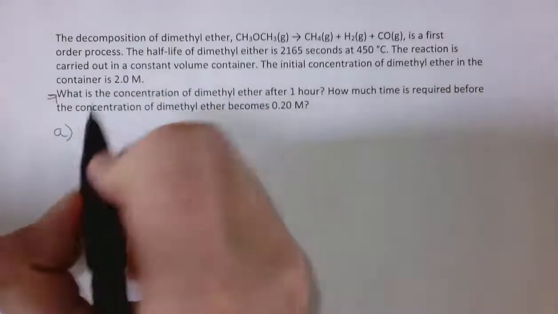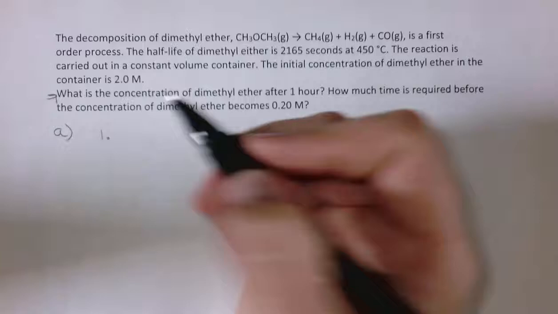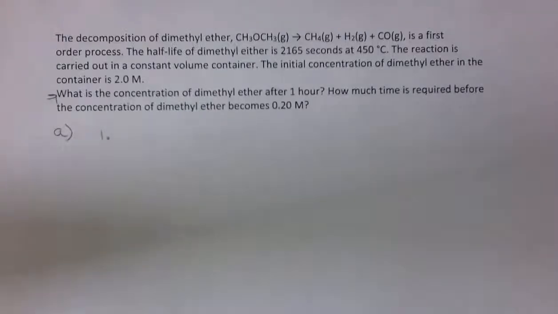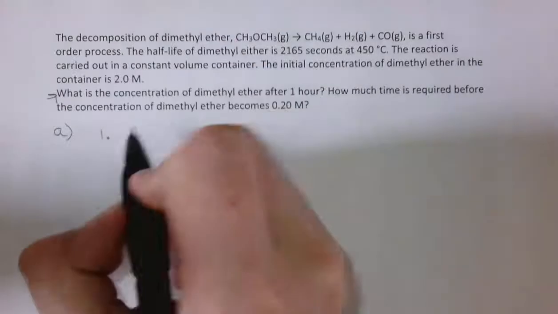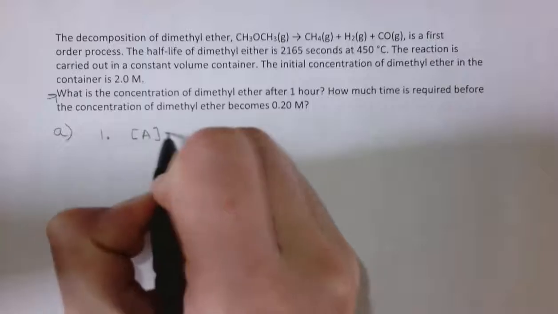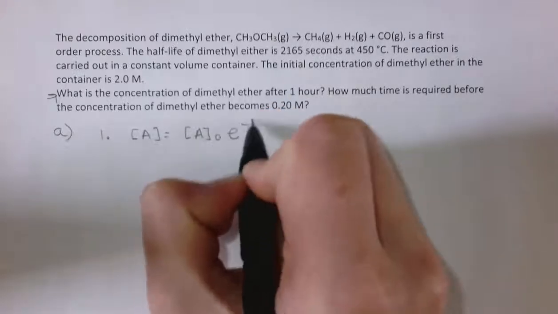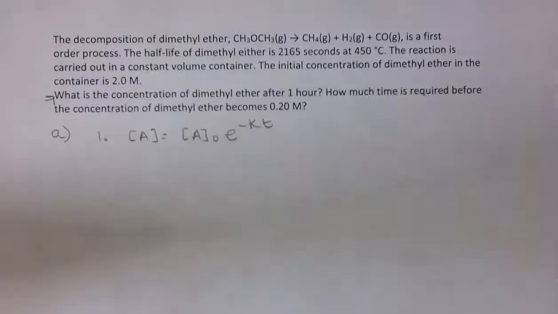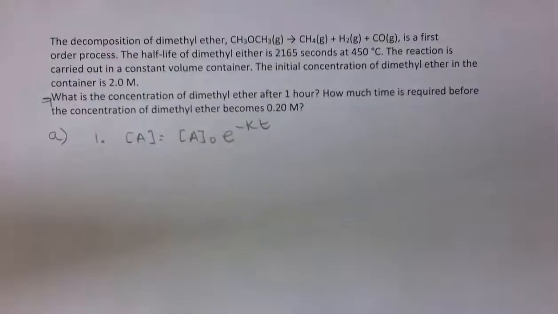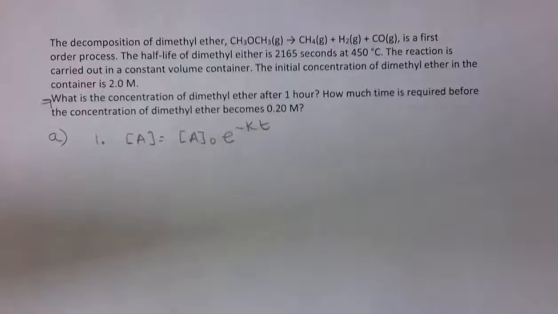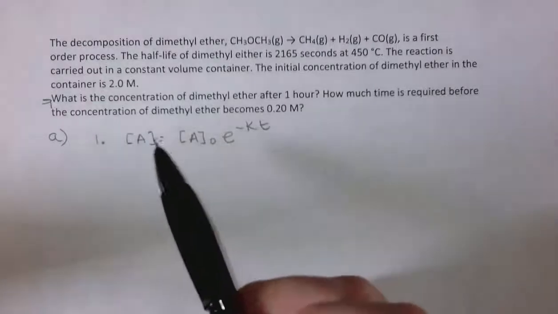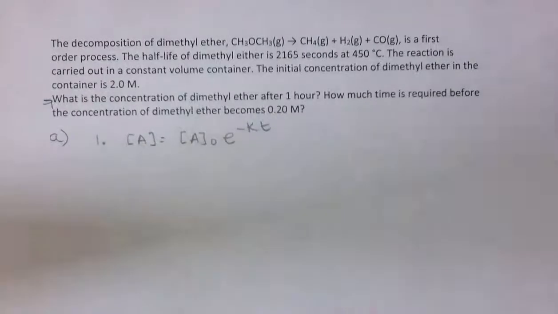So the first thing that I'm going to do is just set up the equation for a first order process. And that is that the concentration of A equals the initial concentration of A times e to the negative kt. And I did go over this derivation in another video. And for our situation, we're going to let A equal dimethyl ether.